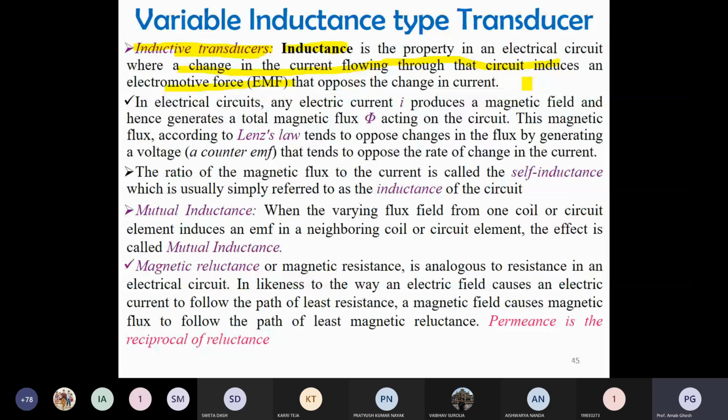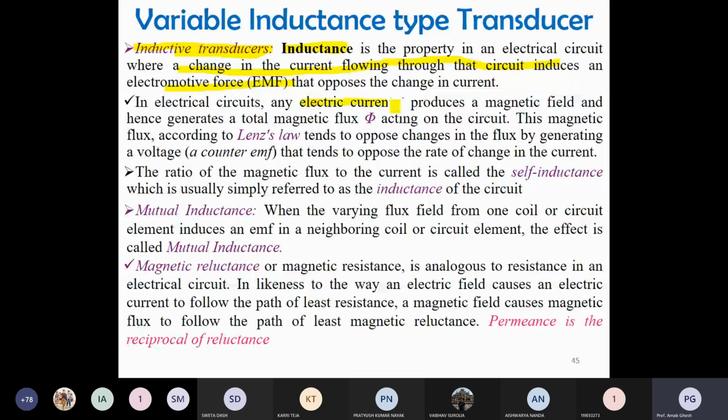How is that EMF developed? You know that an electric current in any circuit produces a magnetic field, and then there is a flux development, phi, in the circuit. According to Lenz's law, the magnetic flux tends to oppose the change of flux by generating a voltage, a counter EMF, that opposes the rate of change of current.